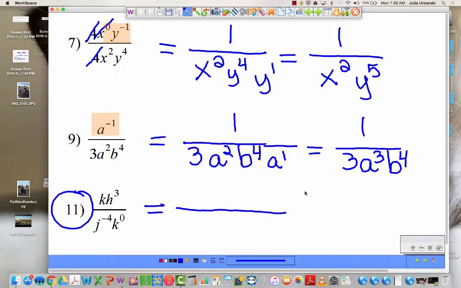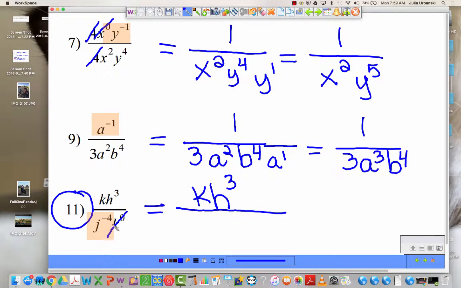Anybody need more time just for number 11? Okay, so I would see that this could automatically cancel. You don't need that. That reduces to a 1. The k stays where it is. The h is positive still. And the j stays, the j is the only one that's going to have to move.